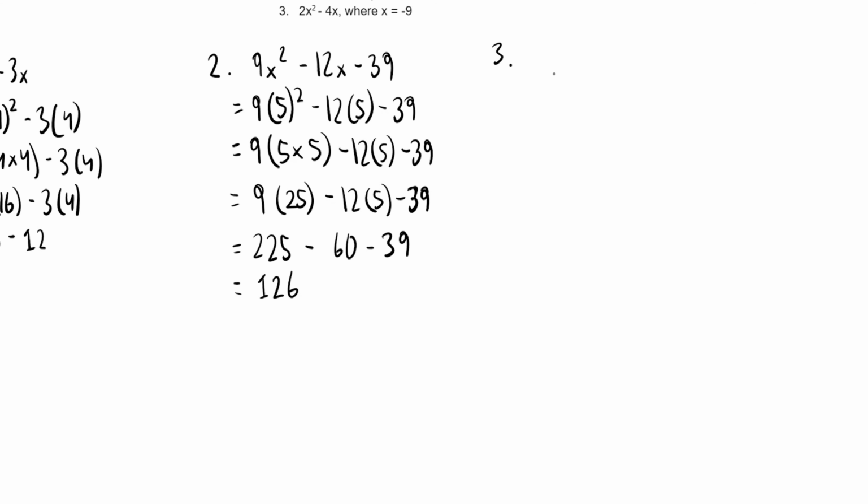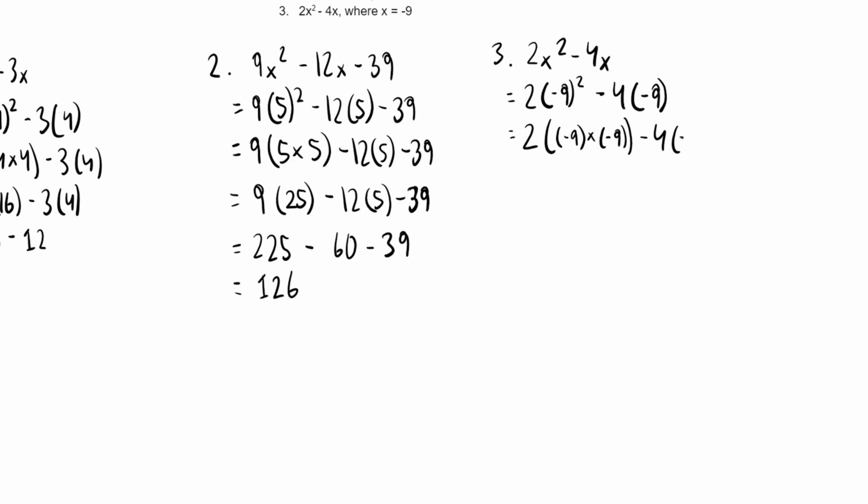Finally, we have a negative number that we have to substitute in. But same process, let's write down the question. And now let's plug in our value. So 2 times negative 9 squared minus 4 times negative 9. Same process. Negative 9 to the power of 2 just means negative 9 times negative 9. So we do negative 9 times negative 9 in the brackets, minus 4 times negative 9.